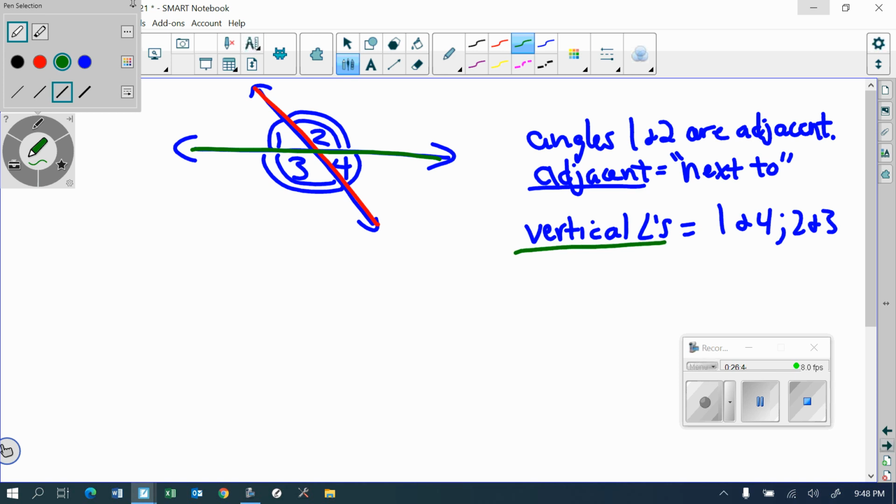What's true about vertical angles? You should be able to tell me already because I put arcs on them. We already talked about arcs. Arcs mean equal measure. So that means angle 1 is equal to angle 4. The measure of angle 1 equals the measure of angle 4. The measure of angle 2 equals the measure of angle 3. Okay? Vertical angles. Next, another pairing that we have in here, next vocab word is linear pair.